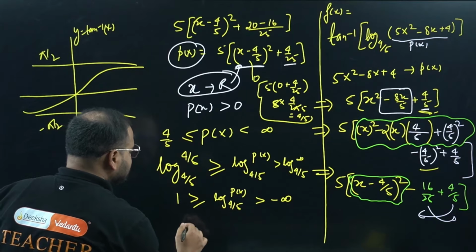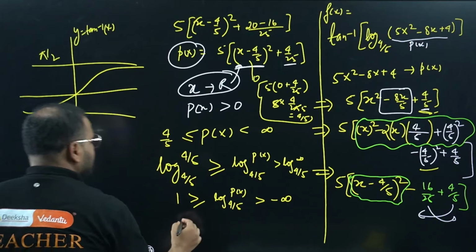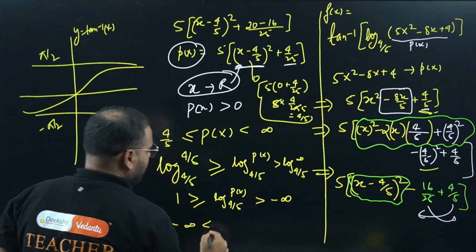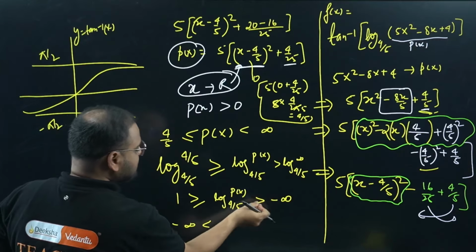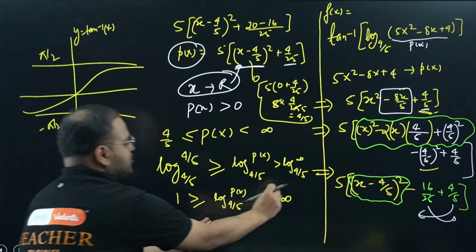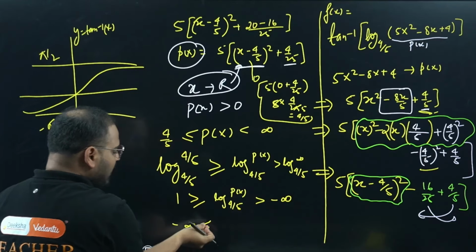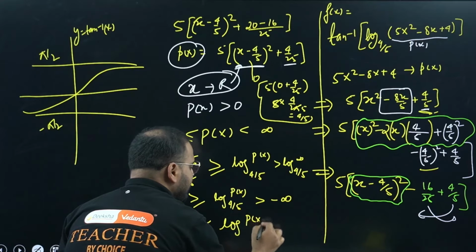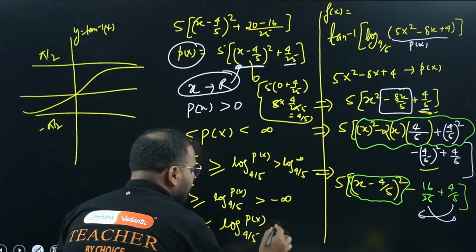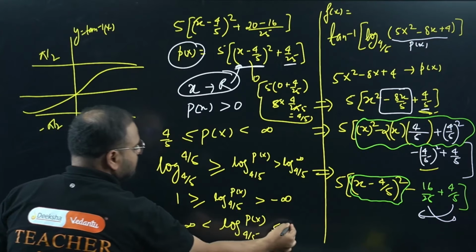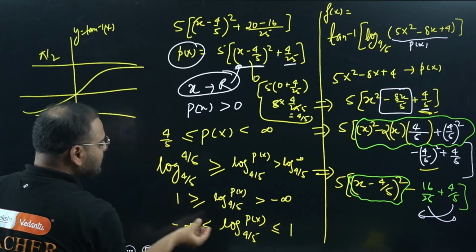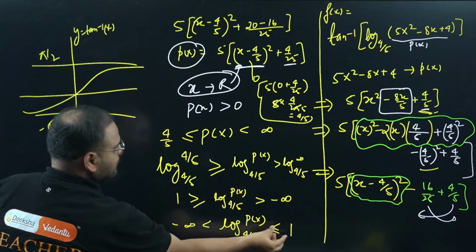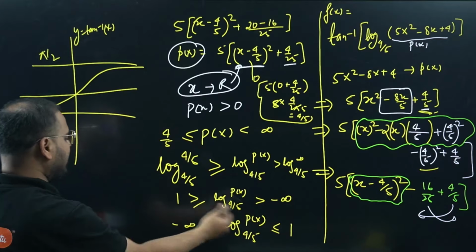I can write this over here. So this will be minus infinity less than... I'm just rewriting it, rearranging it. I'm writing from the less than part, so minus infinity over here is the less than part. Then this will be the same thing, log of px to the base 4 by 5, which is less than or equal to 1. Infinity is less than log, and log is less than 1. That's what I've written. I just rearranged this part.